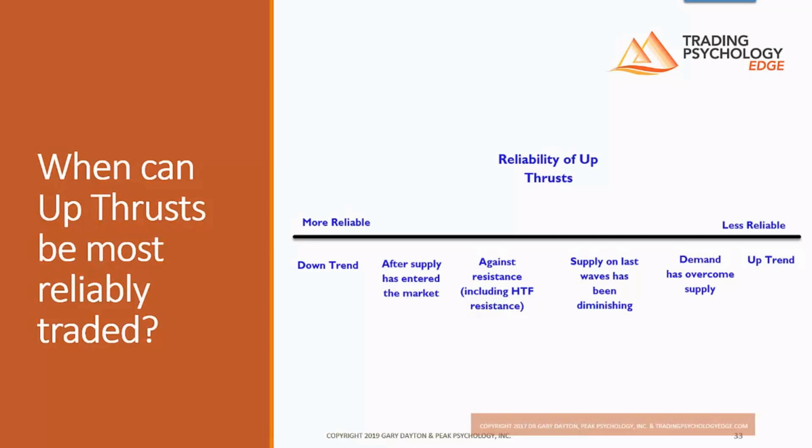They become less reliable when the supply starts to diminish, especially on the waves. It's a very good leading indicator for a turn in the market. When demand has overcome supply, we saw that on the weekly chart with crude oil on one of the examples where we saw an upthrust, but demand was clearly in control and we wouldn't take that upthrust. And of course, when we're in an uptrend, the market typically can go pretty far and typically does go pretty far in an uptrend. So these are some general ideas on the reliability of the upthrust.